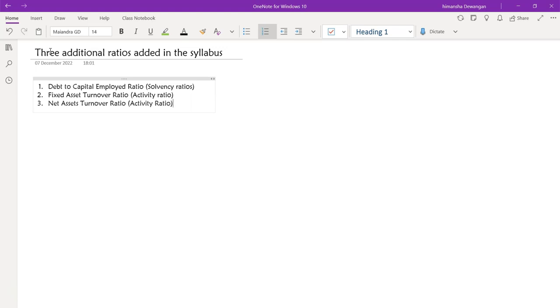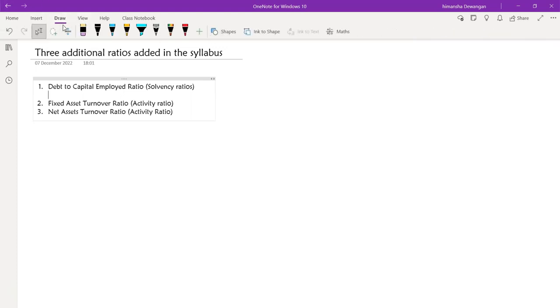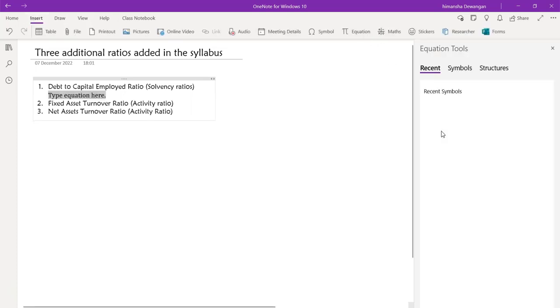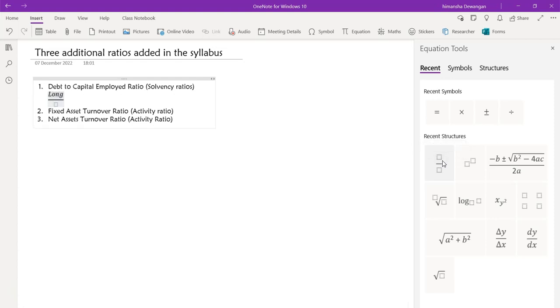Okay, Ayushi, clear? Yes, ma'am. Now let's come to each of the ratios. The name is given, debt to capital employed ratio. So it's a good thing the formula resembles the name. Okay, it will be easier to remember. Now let me write the formula. Formula is long-term debt divided by capital employed, or you can also call them as net assets.